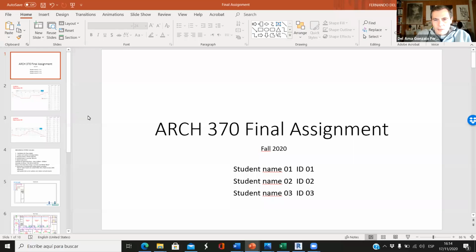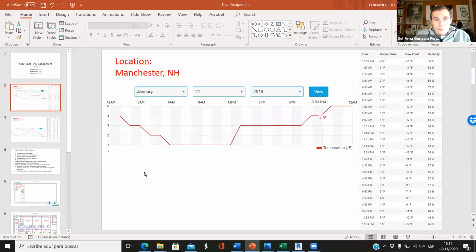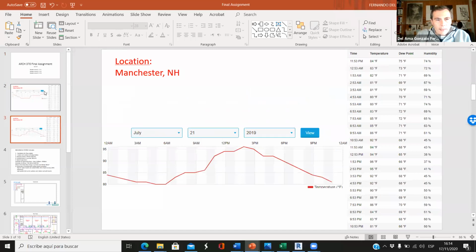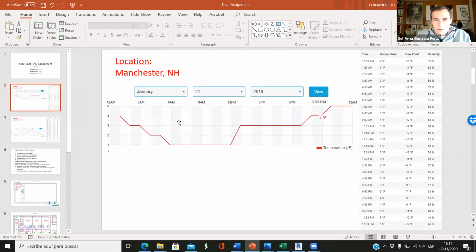Okay, so this is the final assignment. First, location, it's in Manchester, New Hampshire. I have decided the location, and I have pasted the data here so you don't have to look it up on the internet. I have pasted January the 21st, which is the coldest day. And here you have the daily temperatures and the relative humidity.